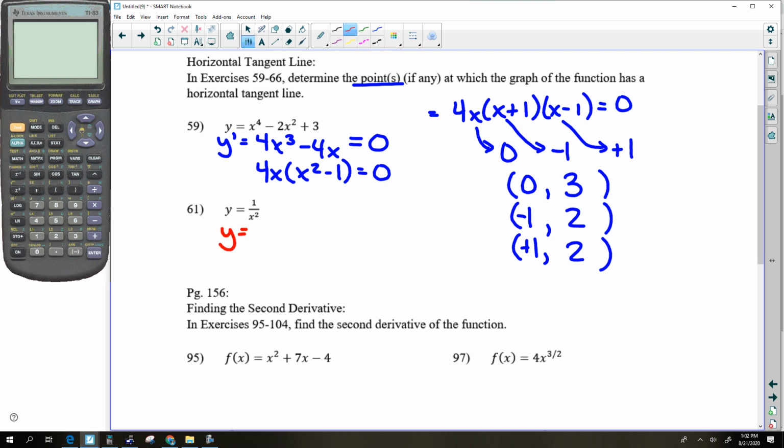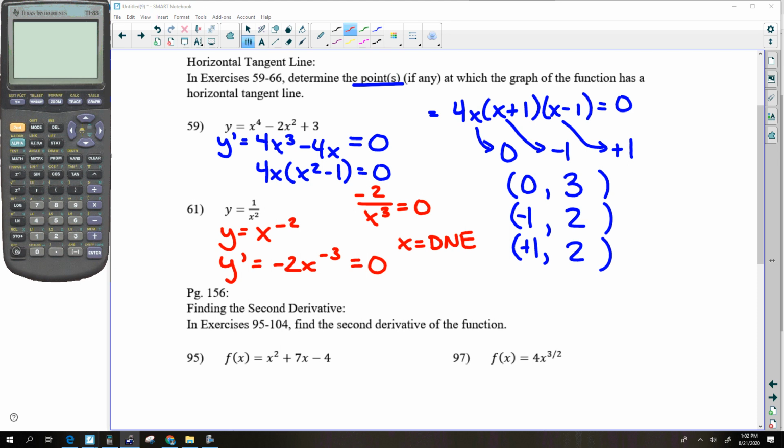All right, y is equal to x to the -2. Thus, my derivative is equal to -2x to the -3. And where is that going to be equal to 0? So I need -2 over x to the third equal to 0, and that doesn't happen. That doesn't exist. 0 is equal to -2? Nothing will make it. So there aren't any horizontal tangent lines.